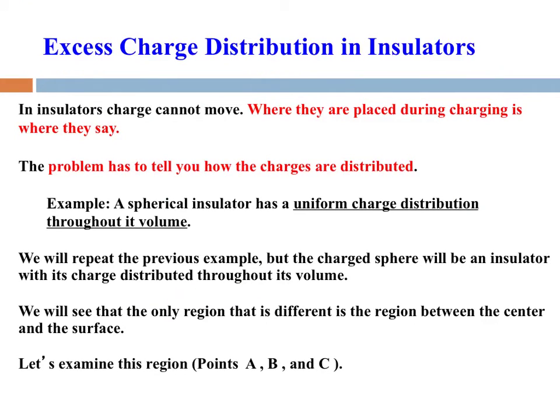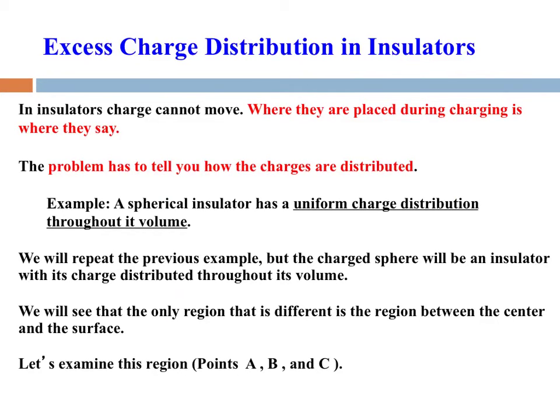When we have insulators, things start to act a little differently. In insulators, again, we say that charges cannot move. So where they are placed during charging is where they stay. Now, a problem is going to tell you how the charges are being distributed. For example, you have a spherical cylinder that has a uniform charge distribution throughout its volume.